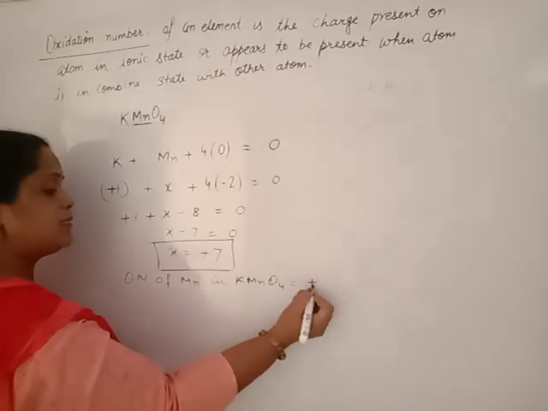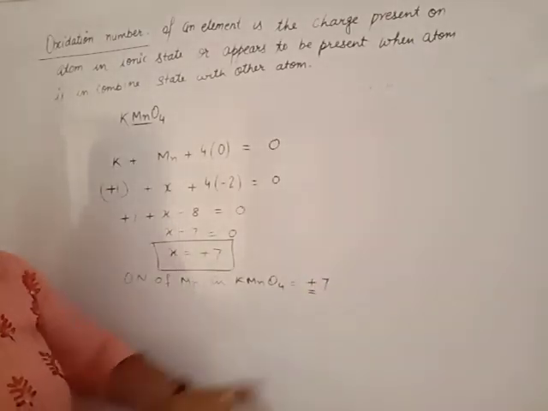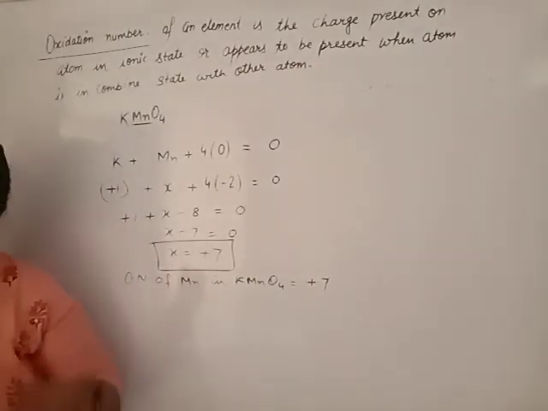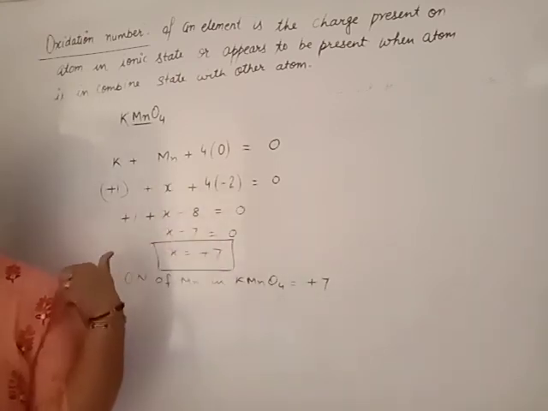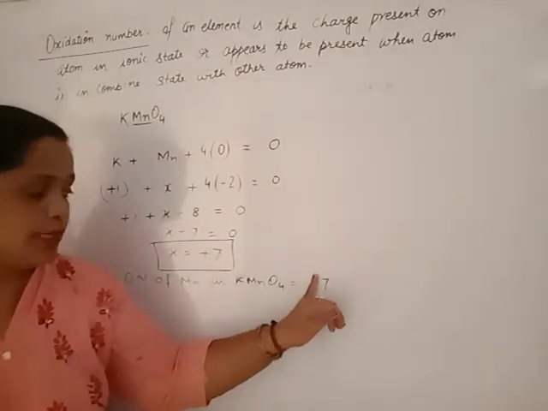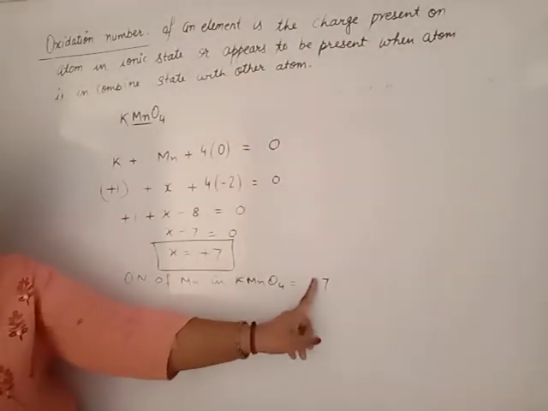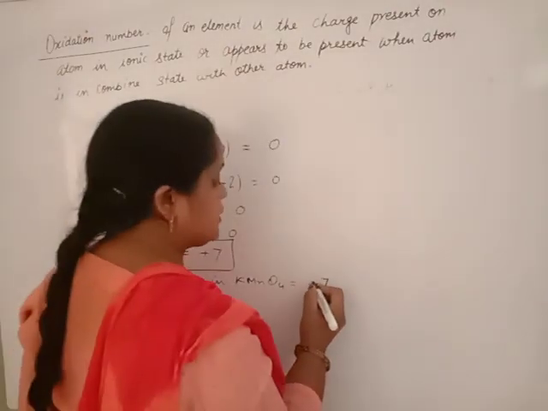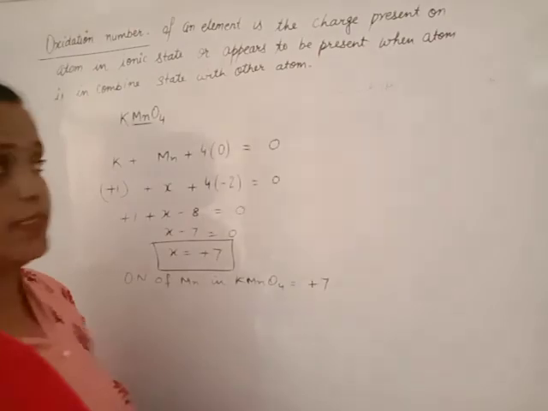+7. If you remove the plus, beta, marks are cut, because positive sign indicates the loss of electron. Negative sign indicates the gain of electron. If you don't mark the sign, beta, it is valency. So the sign is necessary to calculate.